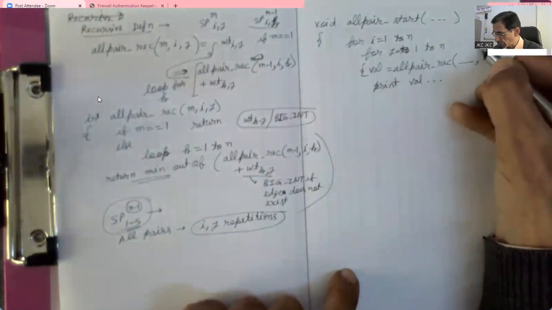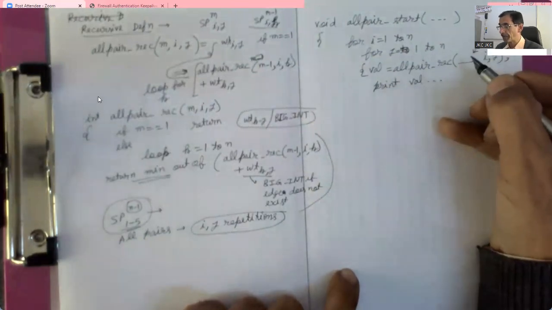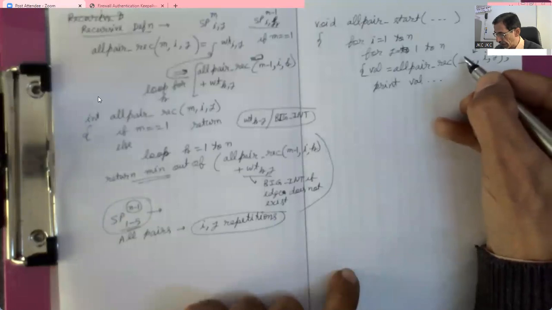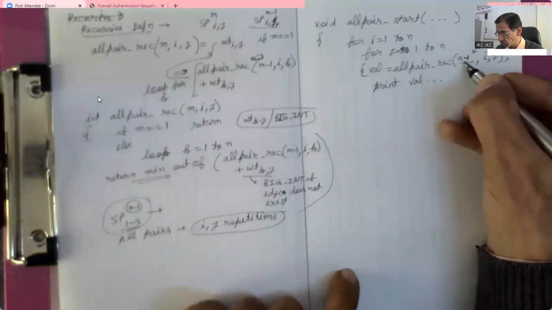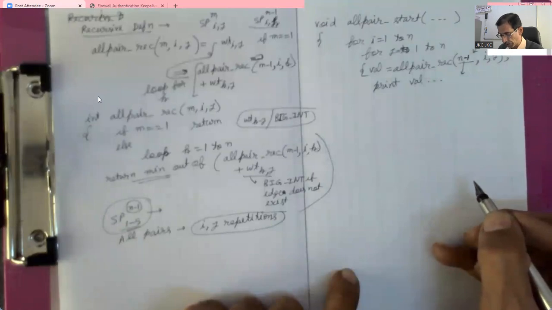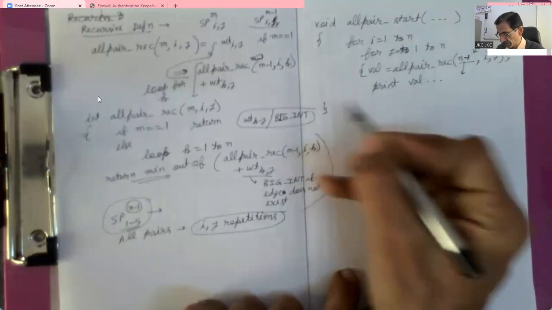Instead of m, what should be passed? Obviously, what should be the maximum value? Because in recursion, we always start from the highest value and go top down. So the maximum value of m possible is n minus 1. So I will send n minus 1, which will recursively go downwards towards n minus 2, n minus 3, and so on up to 1. So that way I can easily write that.